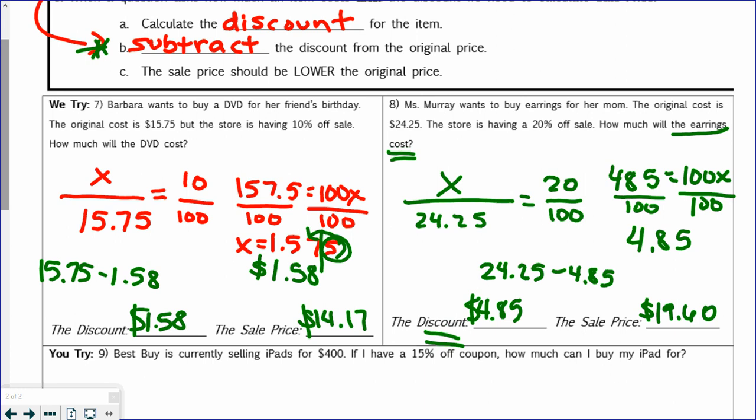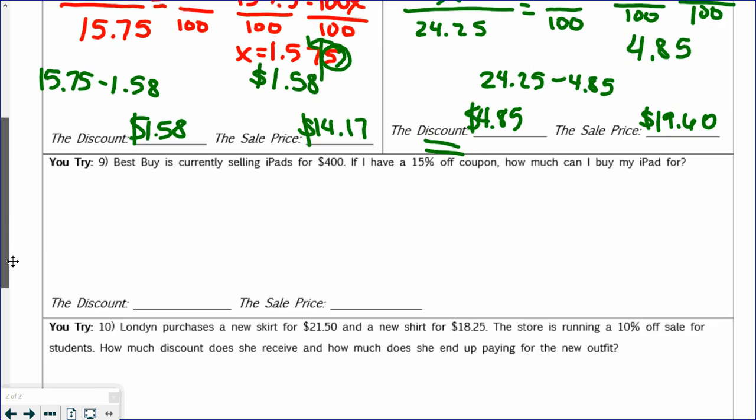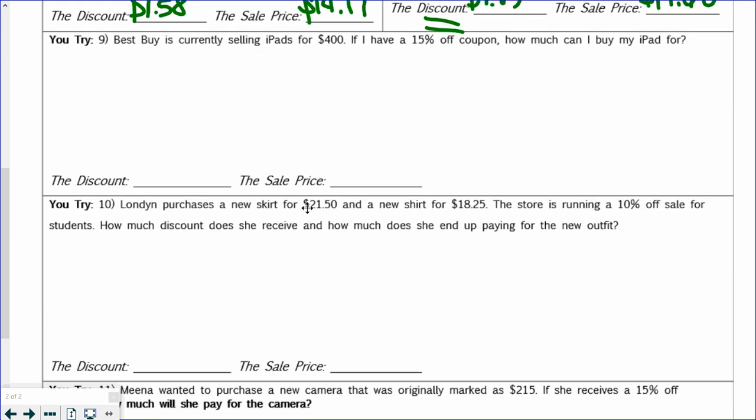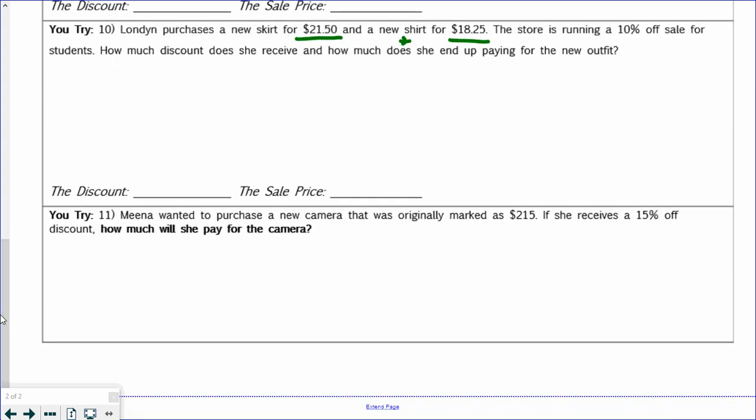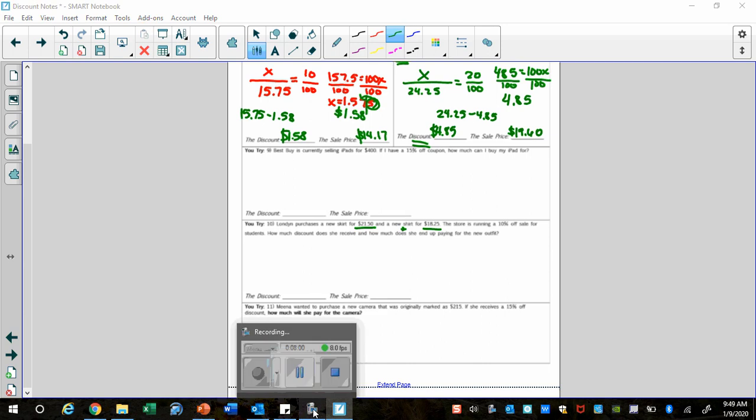All right, so now it's your turn. You're going to pause the video. You're going to work on number 9, number 10. Notice there are 2 items that you're buying. I would add them first before you calculate your proportion. And number 11. Okay, be careful. You look for what the question is asking. All right, once you finish that, I'll give you the work that you did not finish yesterday back, and we'll do our exit ticket. Excellent job.